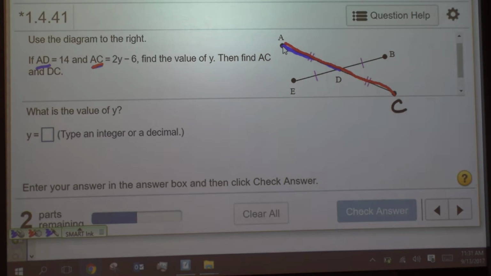And every time you do this, regardless of the content you're dealing with, so here we're talking about segments, eventually it might be angles, eventually it might be something completely different. But you want to take the measurements that they give you, and they're giving us 14 and 2y minus 6, right? Those are measurements. Now 2y minus 6 is arbitrary. We don't necessarily know what it is until we know what y is, right?